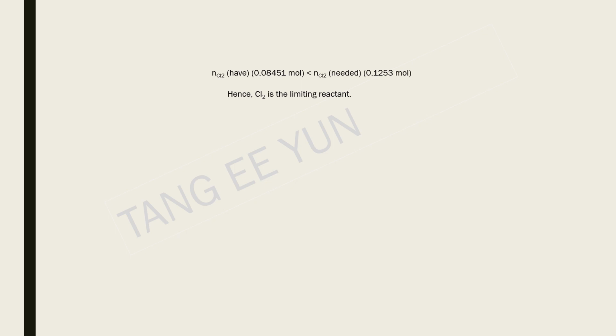So now we already found our limiting reagent, which is the chlorine gas. So we must use the chlorine gas to determine the amount of product titanium 4 chloride formed. In the reaction, 2 moles of chlorine gas will form 1 mole of titanium 4 chloride. So now we have 0.08451 moles of chlorine gas, so it will produce 0.04225 moles of titanium 4 chloride.